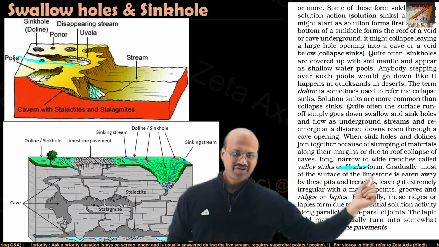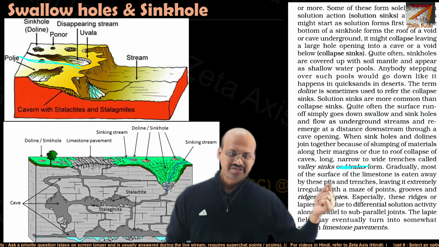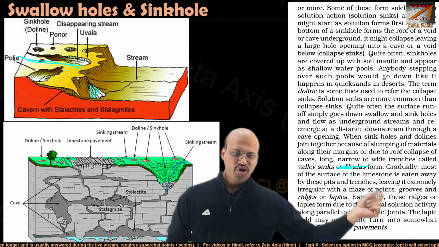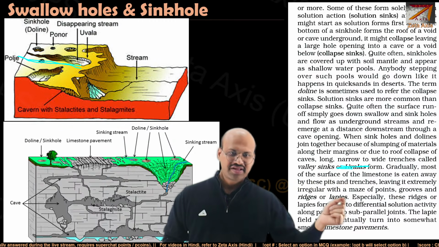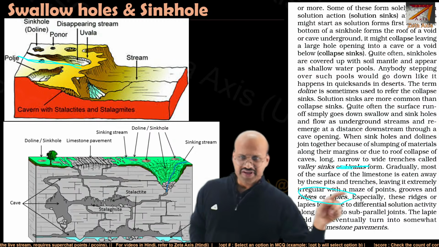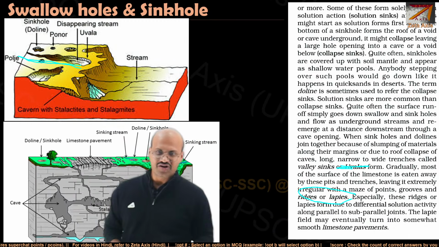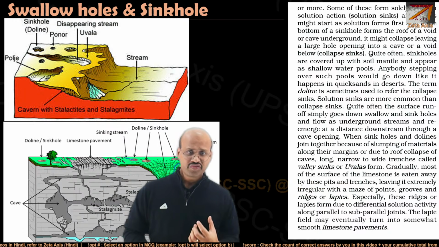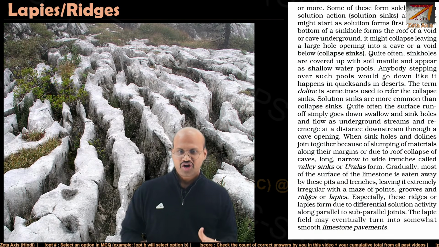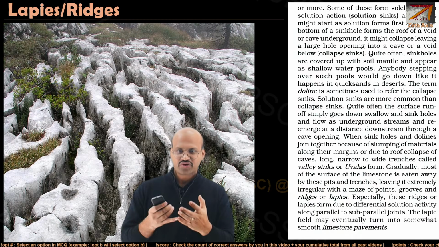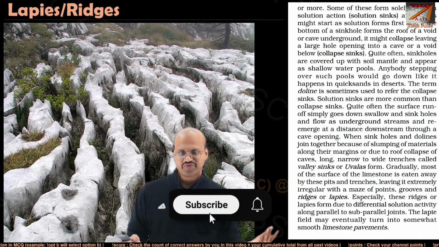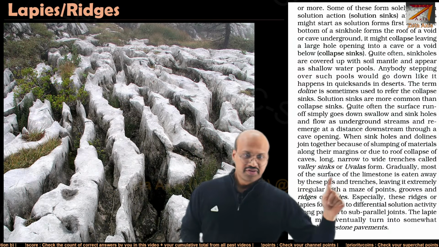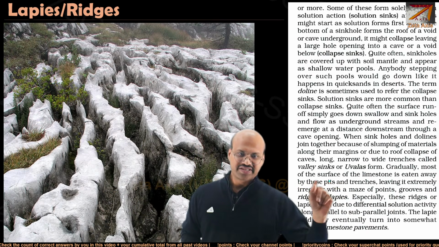Gradually, most of the surface of the limestone is eaten away by these pits and trenches, leaving it extremely irregular with a maze of points, grooves and ridges or lapis. So if there is a region where the surface rocks are made of limestone, then because of the solution action, over time a lot of the limestone will be completely dissolved in water and removed away, and you will see this type of structure in that place. So the surface of the limestone is eaten away by these pits and trenches.